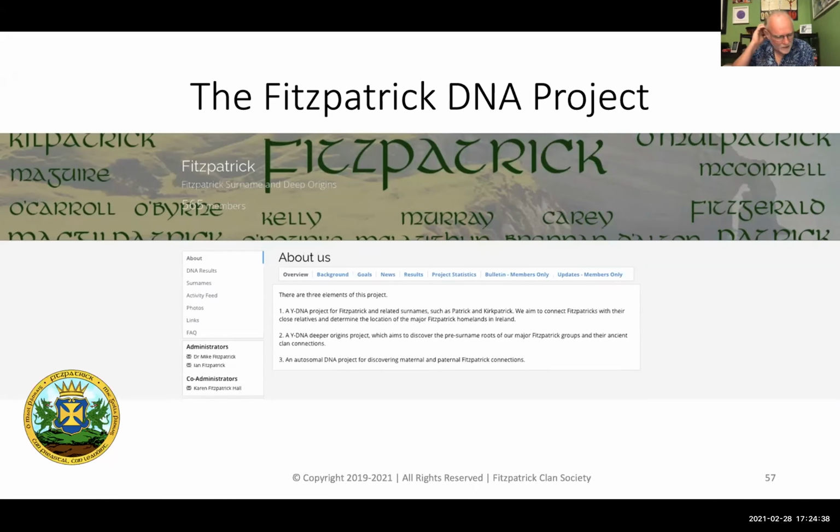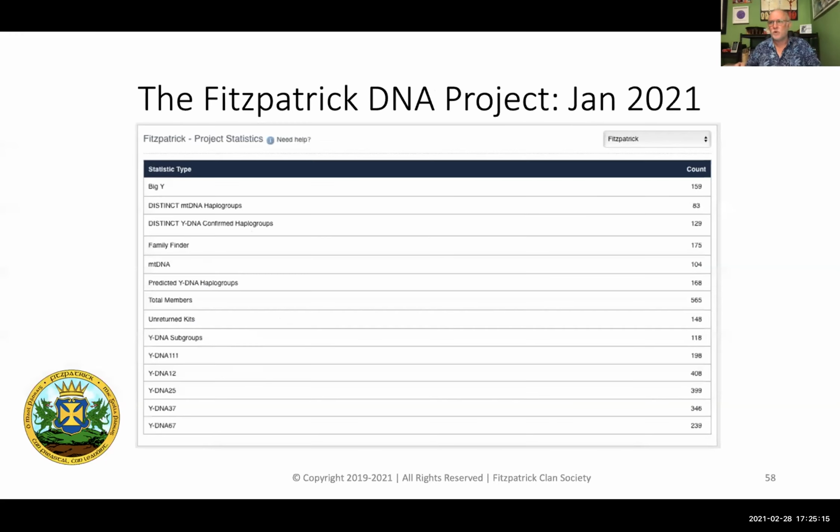And so we're intimately interested in those other surnames as well, because they teach us about our Fitzpatricks. In fact, I'm going to be bold and say in many cases, you're not going to be able to understand your origins, your clan origins, unless you understand those other names. And finally, we have an autosomal part of the project as well, which is managed by Karen Fitzpatrick Hall as a co-administrator. It's not that Ian and I aren't interested in autosomal DNA. We are. It's a fascinating beast all by itself, but it can be really frustrating. I find searching for hours and hours for autosomal DNA matches drives me nuts.